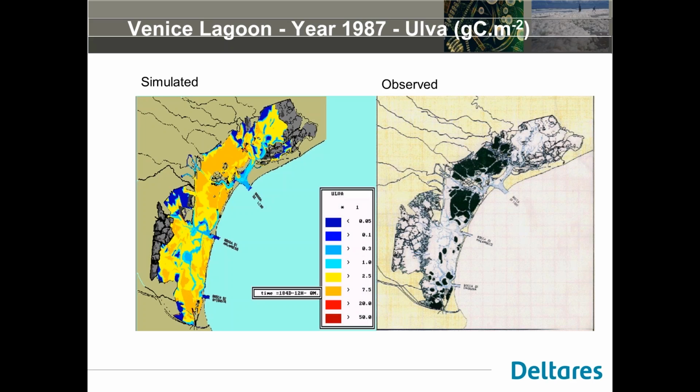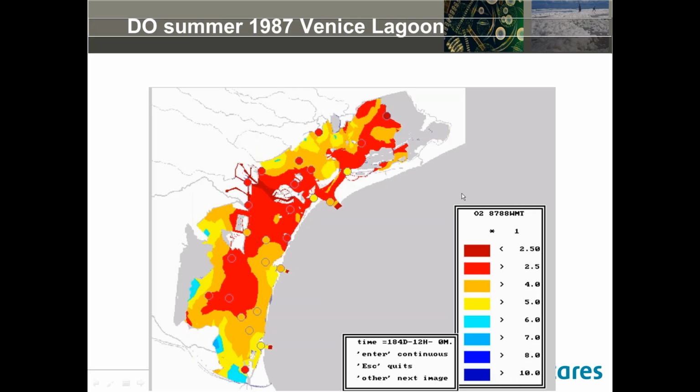This result shows the biomass of ulva, so sea lettuce, in Venice Lagoon. To the left simulated, to the right observed. Why are we interested in ulva? That is because it has caused problems in oxygen. And again, this shows the result of the model with respect to low oxygen conditions, and the dots indicate the measurements, and apart from some regions such as those over here, the model reproduces this pattern very well.